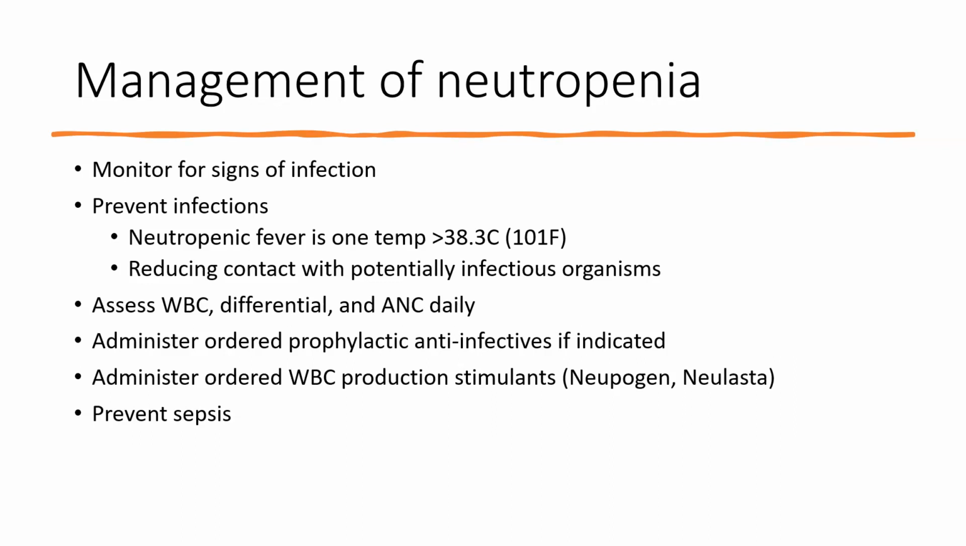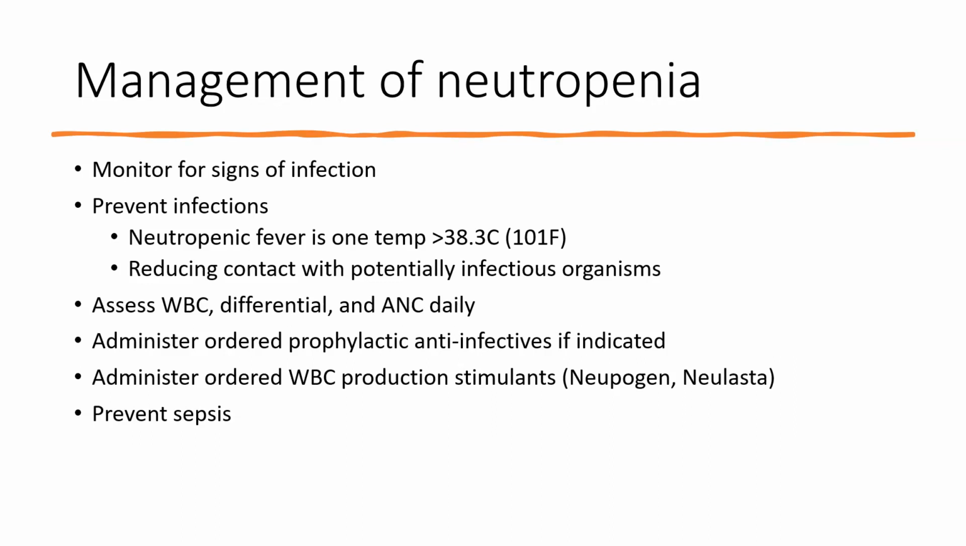illness. If patients are neutropenic, we're going to assess their white blood cells, we're going to assess their differential, and usually they'll get an absolute neutrophil count every day as well, especially as long as they're critically ill. We'll administer any ordered prophylactic anti-infectives if that's indicated, and then we will administer any ordered white blood cell production stimulants like Neupogen or Neulasta.